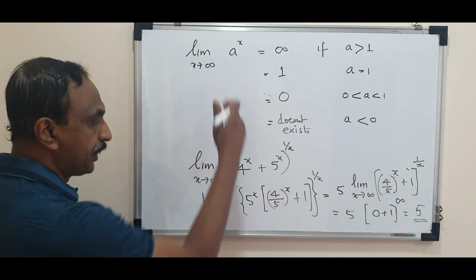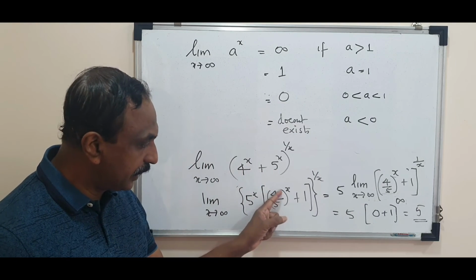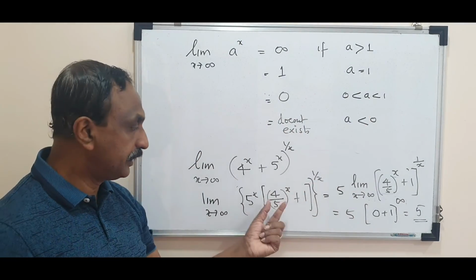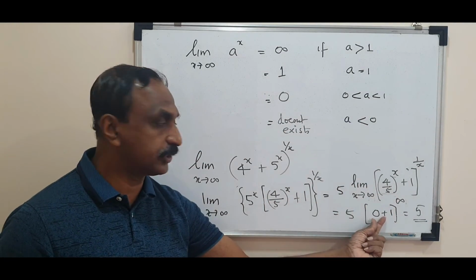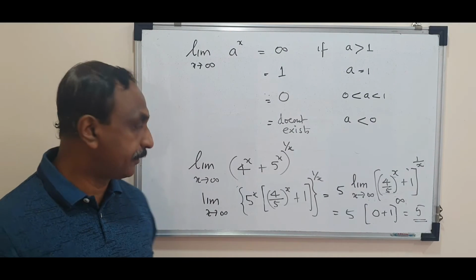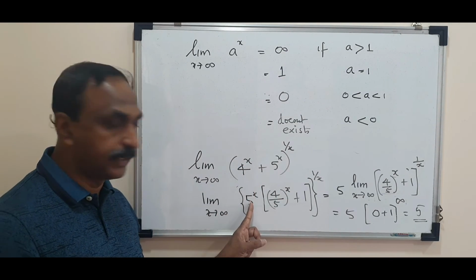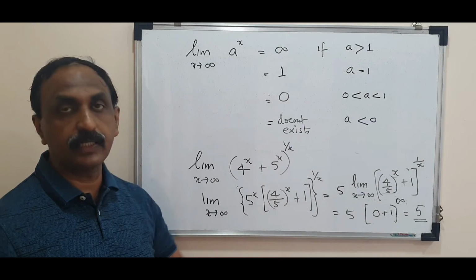So that's why, while taking the number common, the number that you get here should be a number between 0 and 1. Then only its limit can be replaced by 0. Then only this calculation can be done. So remember, the bigger number is taken common. Out of 4 and 5, 5 is bigger. Bigger number is taken common and calculate the limit.